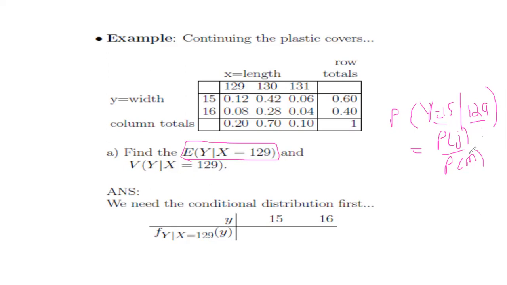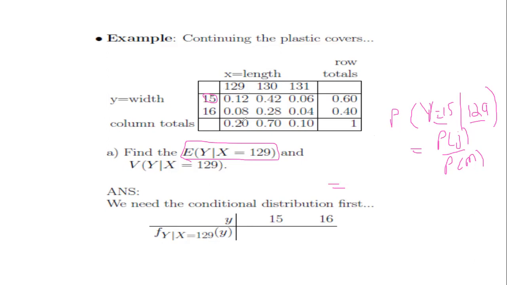Okay, that is the conditional probability only for this 15. Then we find out the conditional probability for 16 as well: 0.08 divided by 0.2. That's good. And then we find out the expected value of this. Expected value is the conditional mean, which becomes 15 multiplied by 0.12 divided by 0.2 plus 16 multiplied by 0.08 divided by 0.2.